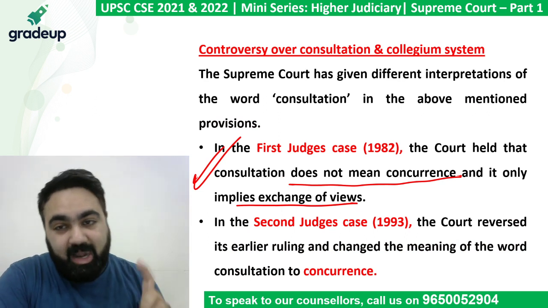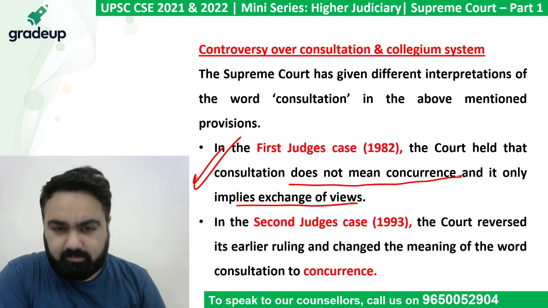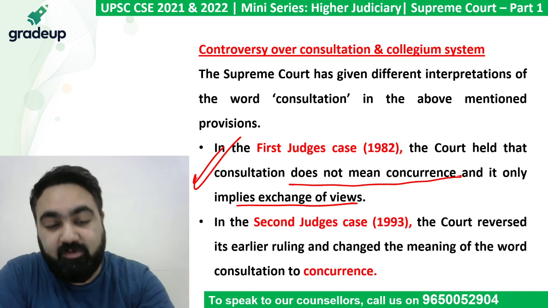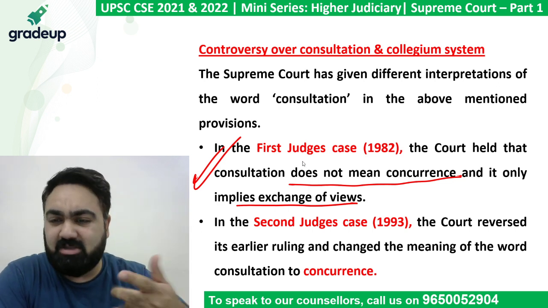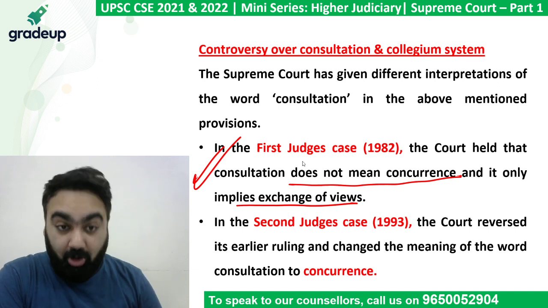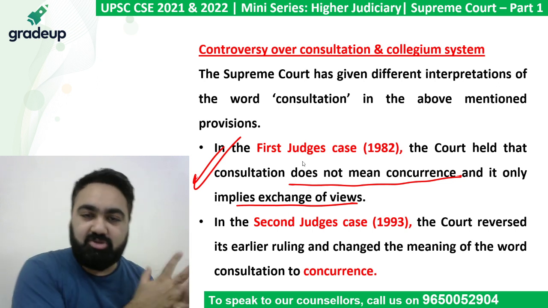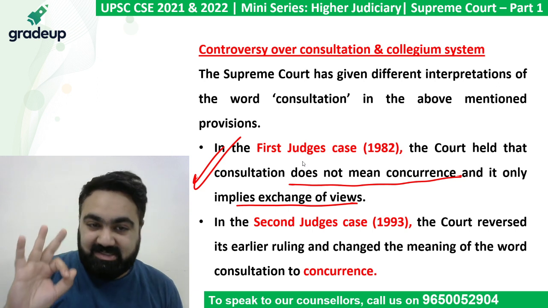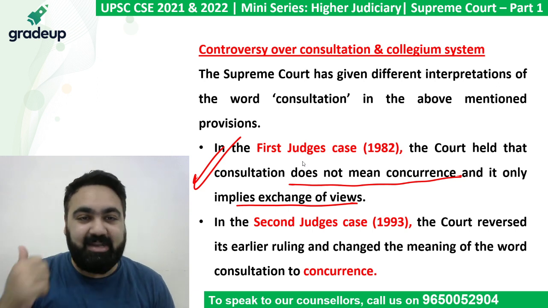Now, meaning that after the First Judges Case, the Chief Justice of India used to give a name to the president, but the president was free to ignore that, and the president would listen to the government. Government was obviously very happy. The judiciary was not that happy anyway. The Second Judges Case came up in 1993.